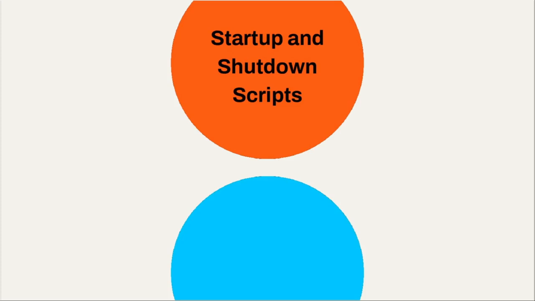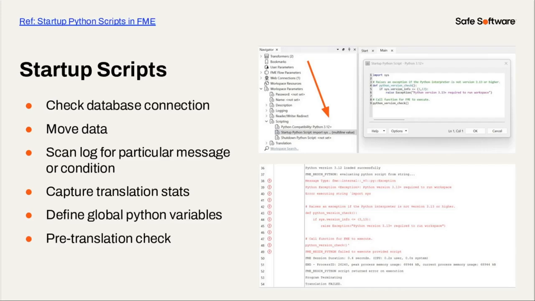So I'll start off by talking about startup and shutdown scripts. A startup script is executed before the translation process begins and after the log file has been opened. So this occurs once the mapping file has been fully parsed, including the execution of any scripted parameters, but before the readers start their processing. A startup script can be used to do things like check a database connection, scan the log for a particular message or condition. It can move data.